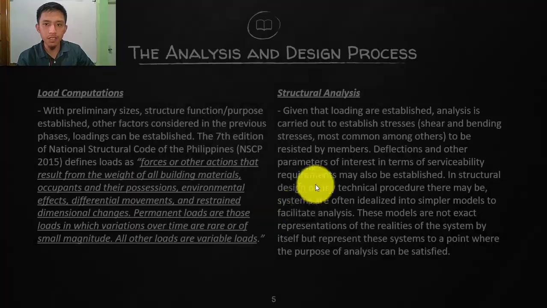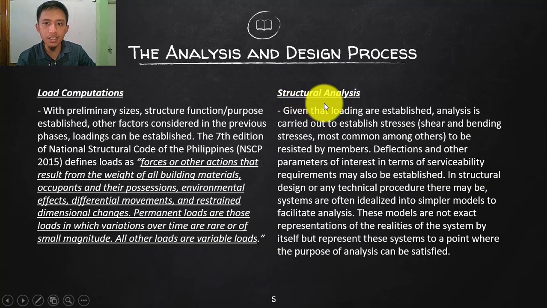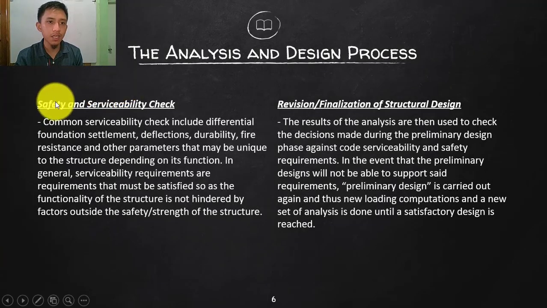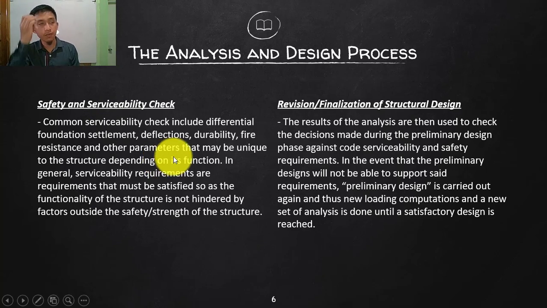And then finally, as I said a while ago, once you are done with the structural analysis and you have proved that the preliminary assumed sizes are not enough within the given loading, or at the same time they did not meet the safety and serviceability minimum requirements, then we need to revise. So we need to repeat the process starting from the preliminary structural design. We might be changing sizes and so on, or the strengths, and then reanalyze.